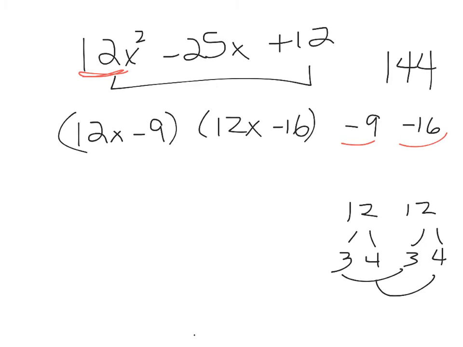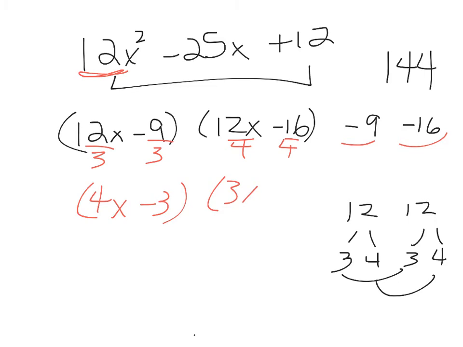And again, we have to try to simplify. So I can divide both of these by 3. This becomes 4x minus 3. And this one, same thing, by 4. And it becomes 3x minus 4. And you're done. Again, you should FOIL it, double check that it goes back, and it does.